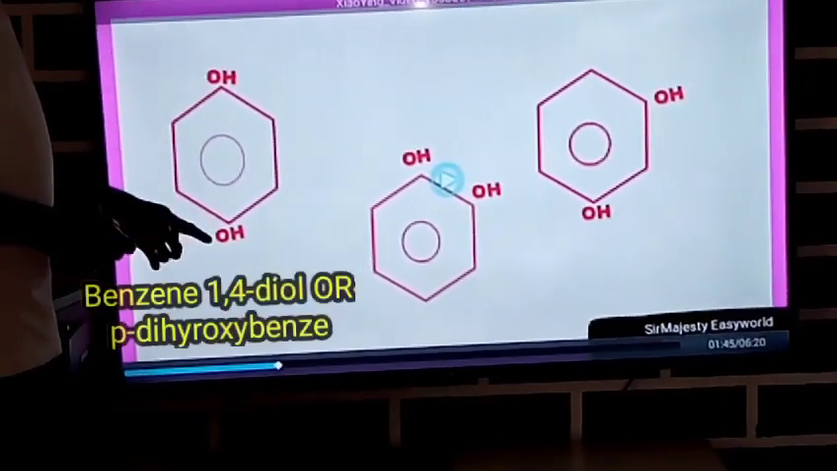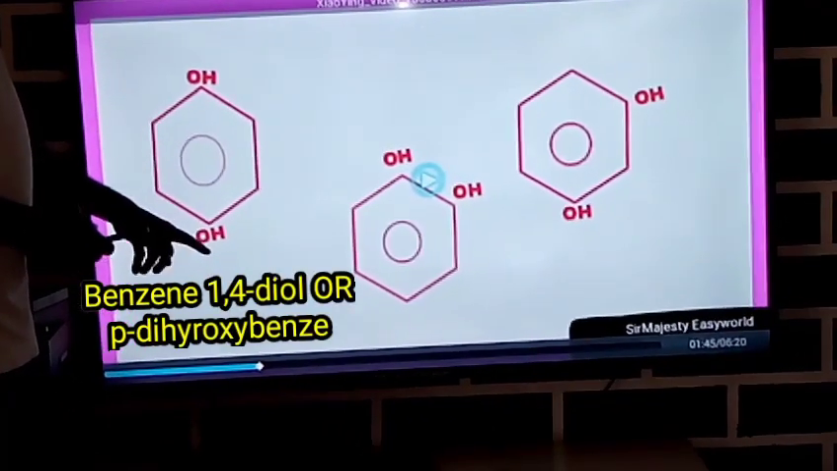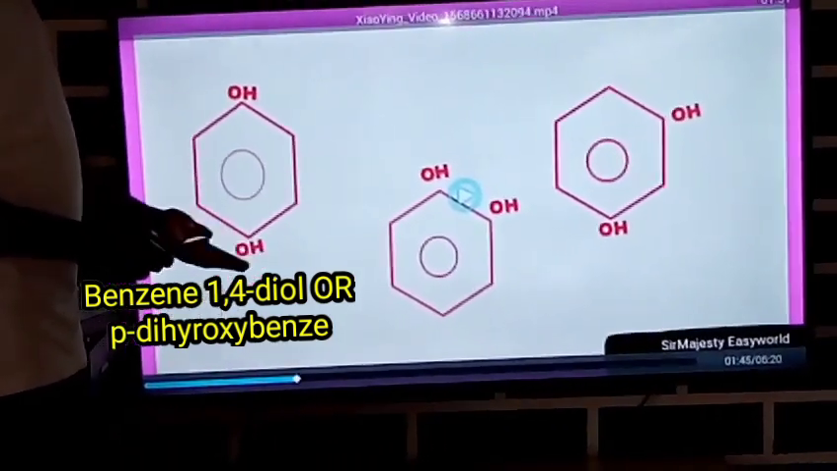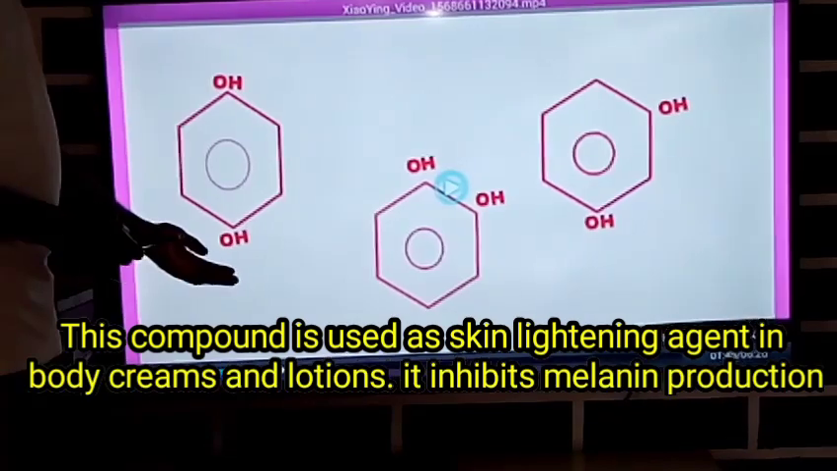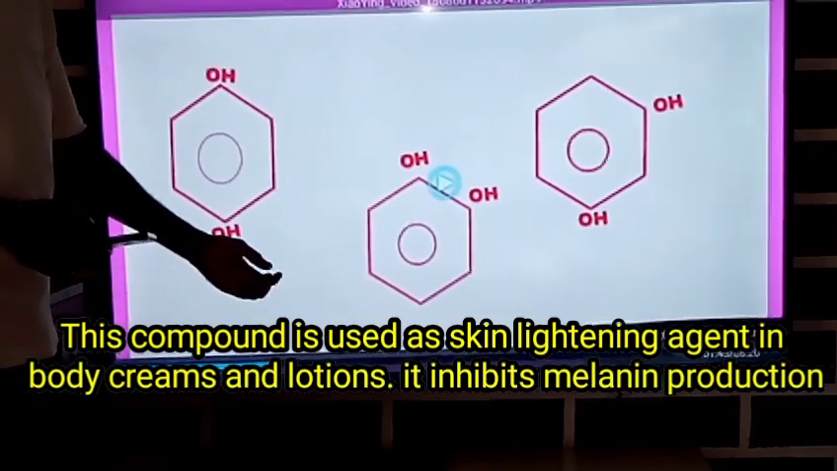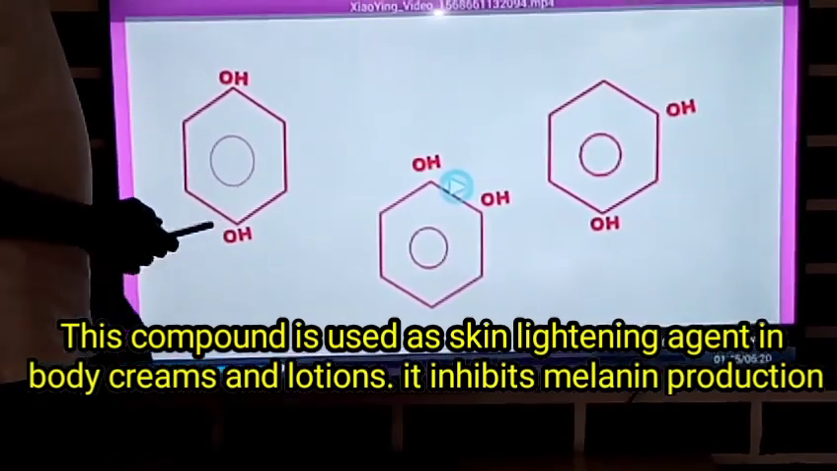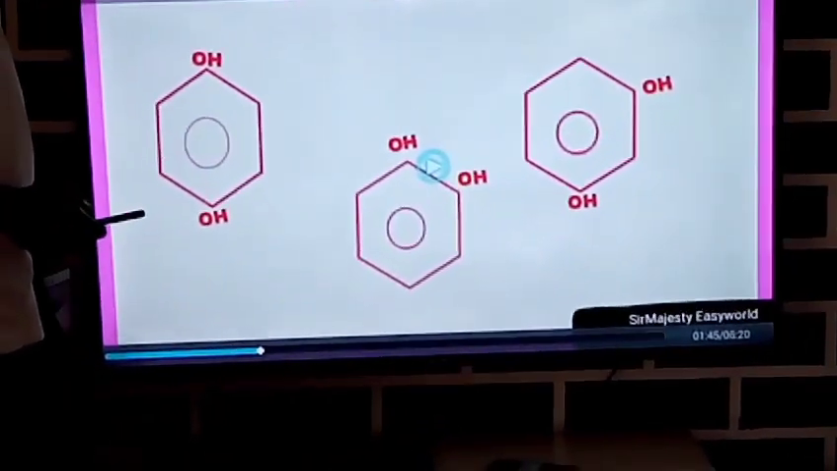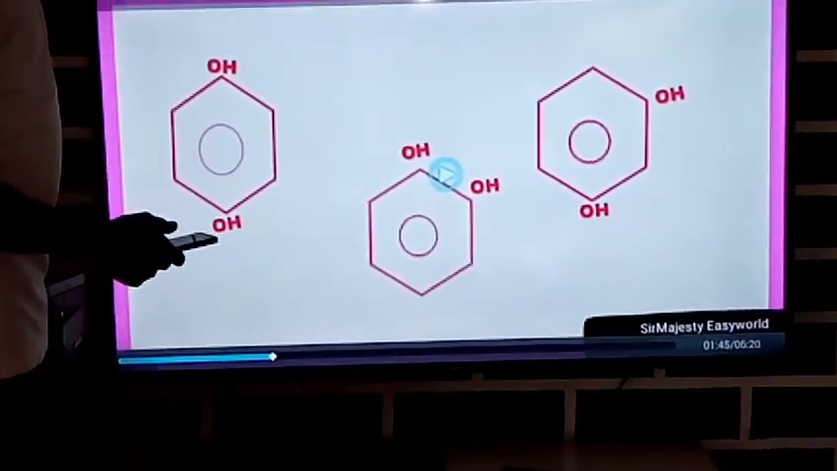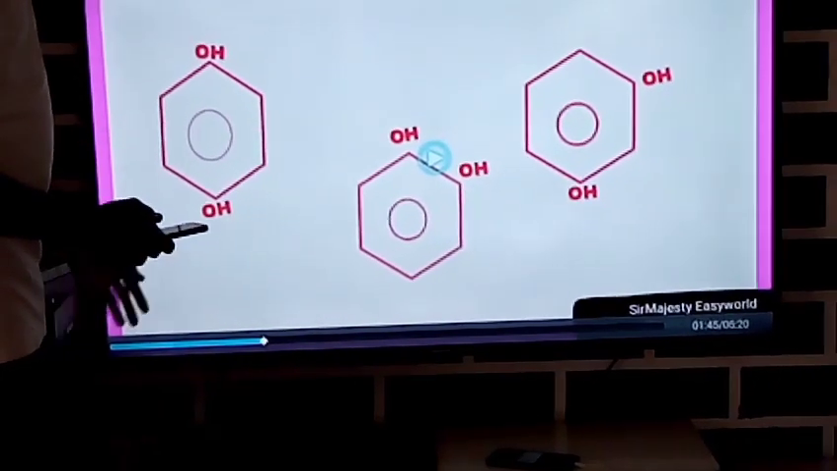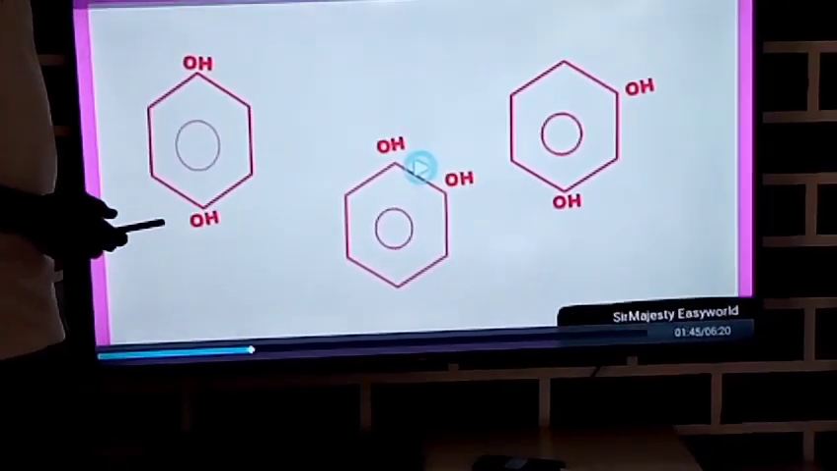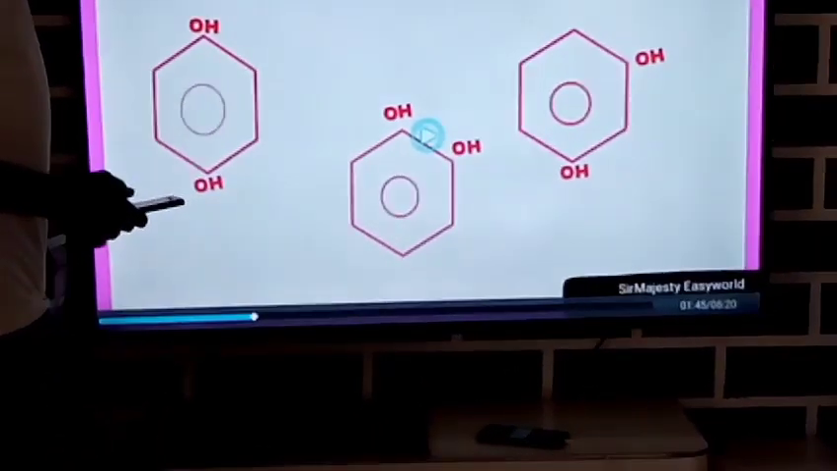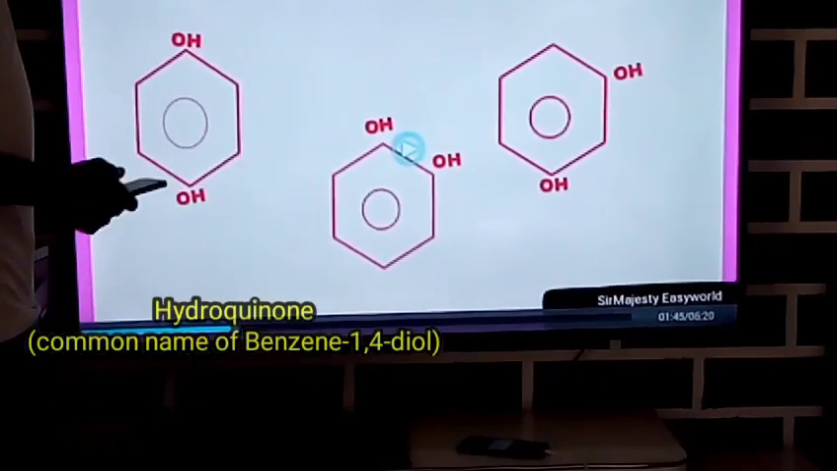p-hydroxybenzene. This is p-hydroxybenzene because there are two OH attached to it. P-hydroxy, or say p-dihydroxybenzene. This is commonly used in your body cream for skin lightening, though it's not friendly. It goes against melanin production. I've forgotten the common name, but it's commonly used in body creams for bleaching of the skin, though it's dangerous. You see the name on the screen.